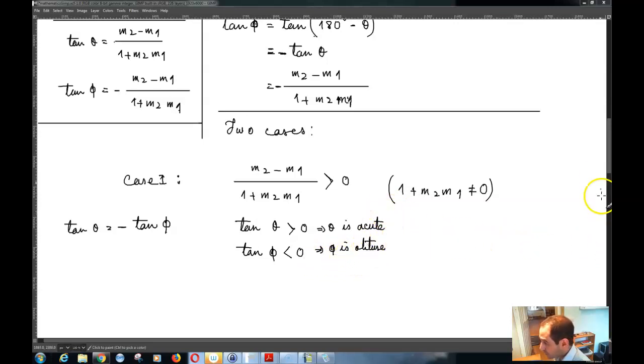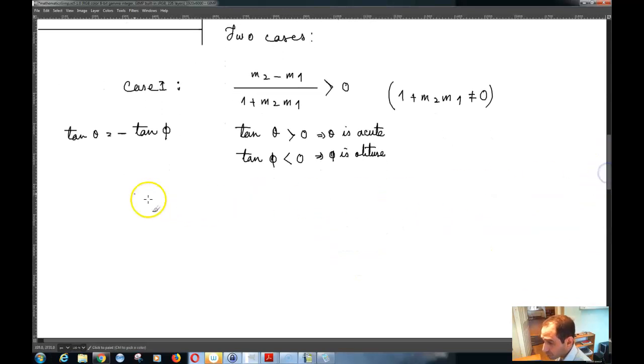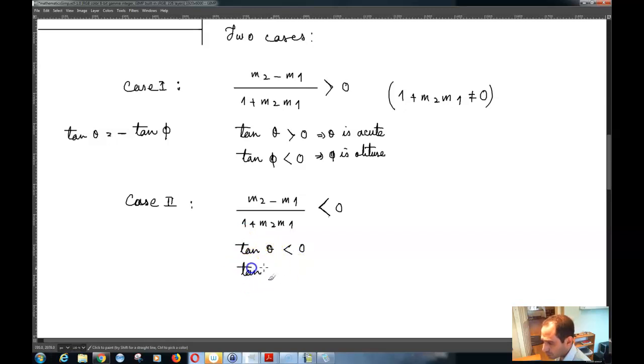Now there can of course be another case, which is case 2, where (m2 minus m1) over (1 plus m2 m1) is less than 0, a negative value. In that case, tan of theta is less than 0, a negative value, and as a result tan of phi is a positive value.